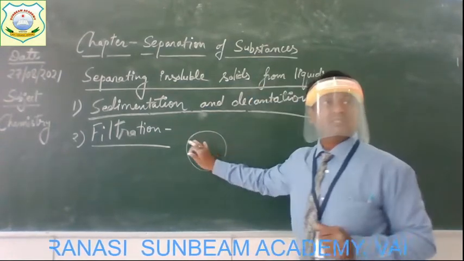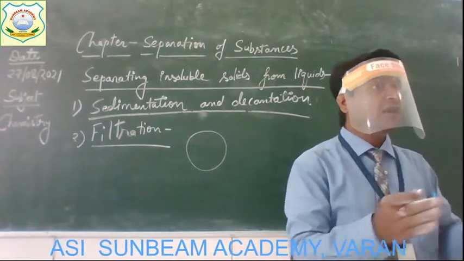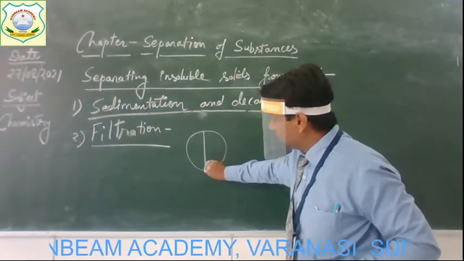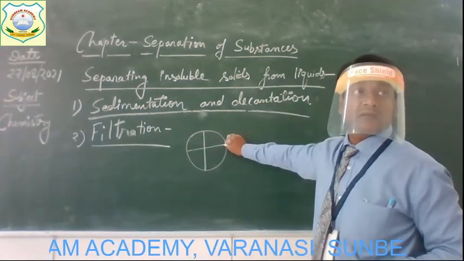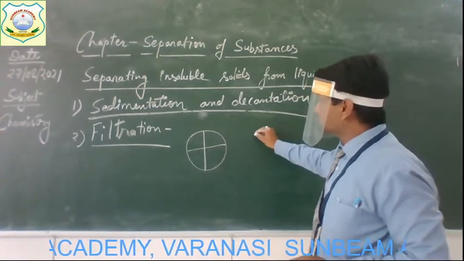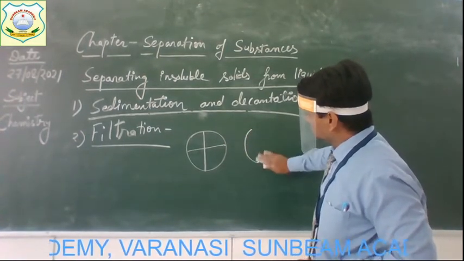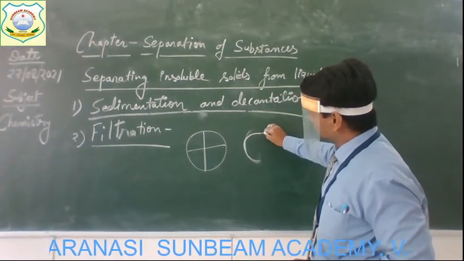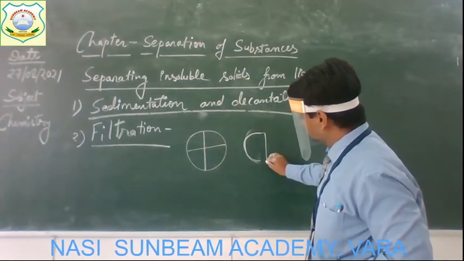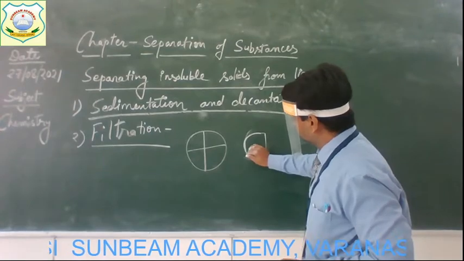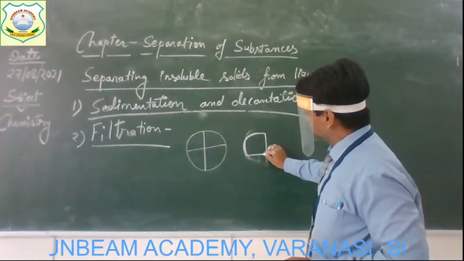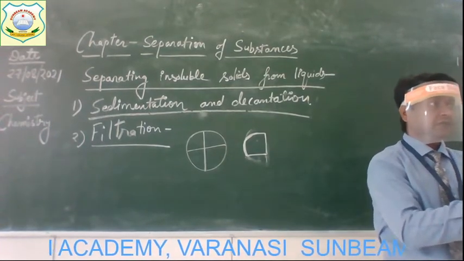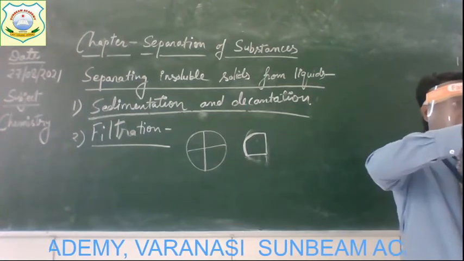The method is this: this is the filter paper which is round in shape. So first of all, we will fold it 2 times. First we fold it from here, and then we fold it from here. Get it? So how does it look? It looks like that after folding 2 times. Now open it and make a cone.